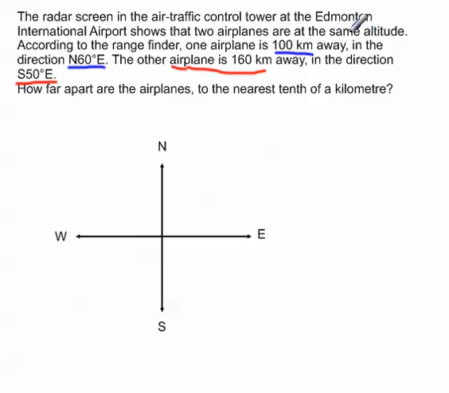The other thing that's in this question is that the two airplanes are at the same altitude. Now, what that does is it takes out another part of the question to make it easier. If they're at the same altitude, then it's like a two-dimensional question. We don't have to worry about one being high and one being low, we can almost ignore that. Now we need to draw it.